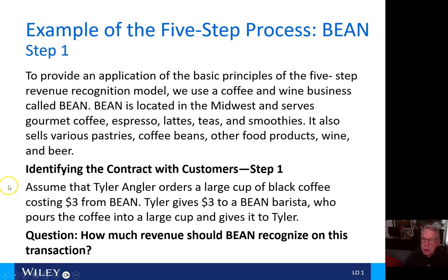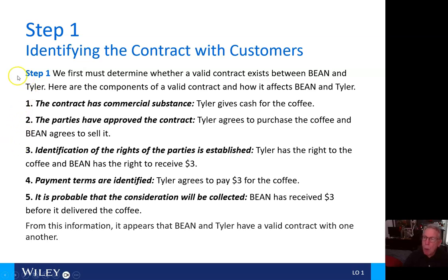Here we're going to assume that Tyler Angler orders a large cup of black coffee costing $3 from Bean. Tyler gives $3 to the Bean barista, who pours the coffee into a large cup and gives it to Tyler. Question then, how much revenue should Bean recognize on this transaction? Well, step one, we must first determine whether a valid contract exists between Bean and Tyler.